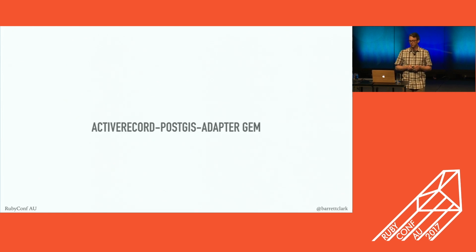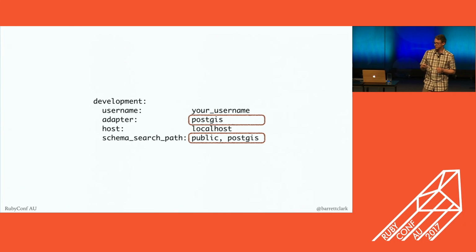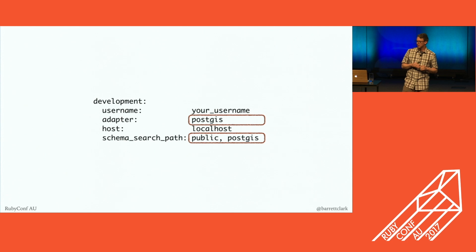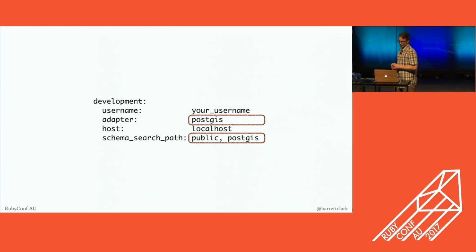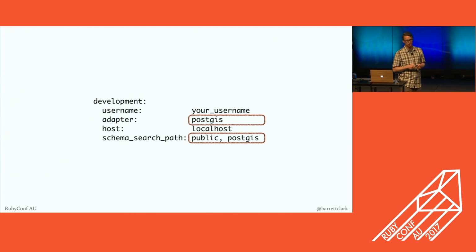We can include PostGIS in a Rails app by including the ActiveRecord PostGIS adapter gem. And when we do that, we need to change the database adapter in the database YAML file to be postgis instead of postgresql. And we also want the Rails app to see the PostGIS schema, so we'll add the schema search path line.